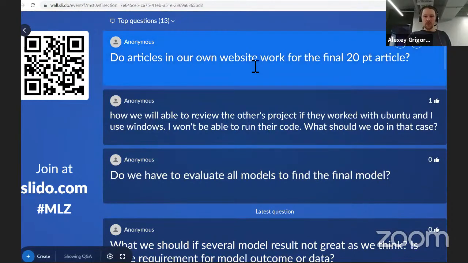Do articles on our own website work for the final 20-point article? Yes, you can submit them anywhere you want. Did I say 20-point? I don't remember, but yes, they do work. But it should be a good article. Good meaning it's not just you copy-pasting the code and nothing else. You actually explain what's going on there.